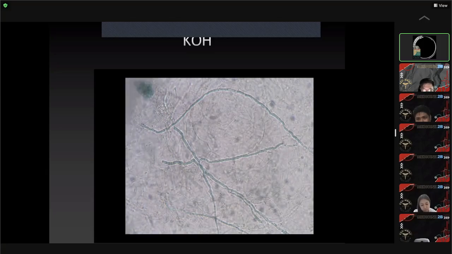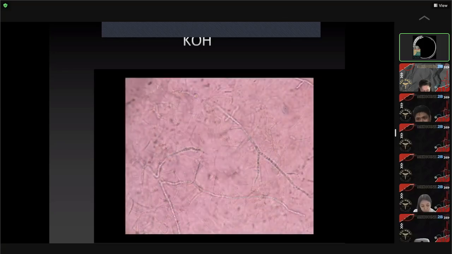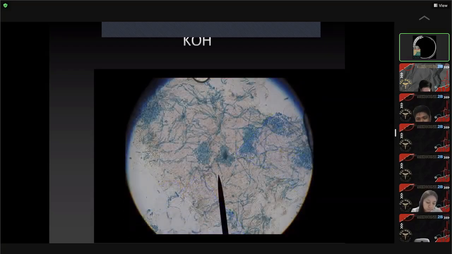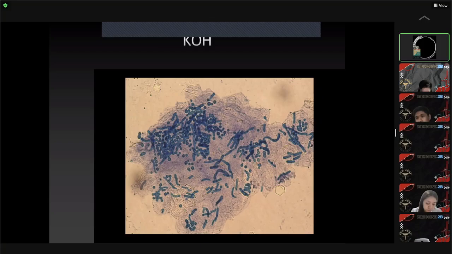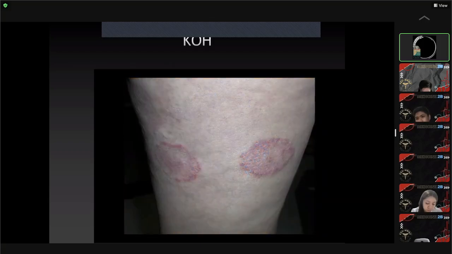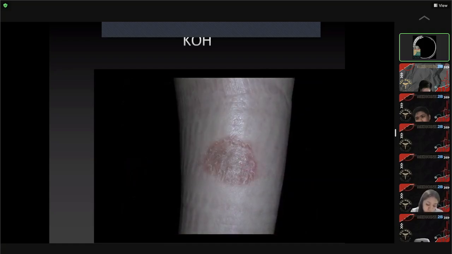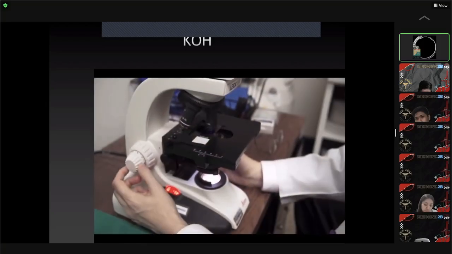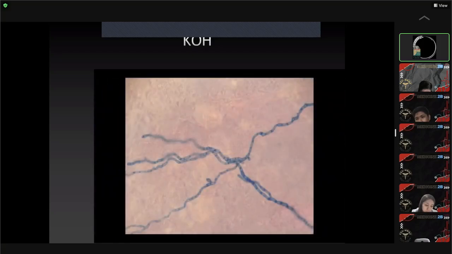These slides at high power show other examples of positive KOH preparations for dermatophyte fungus using Swartz-Lamkins stain. This technique can also be used for Tinea versicolor, with the result showing Malassezia furfur with a spaghetti and meatball pattern. It is often difficult to tell the difference between a fungal skin infection, an eczematous eruption, and psoriasis. A properly performed KOH preparation is a powerful tool in the diagnosis of skin diseases.